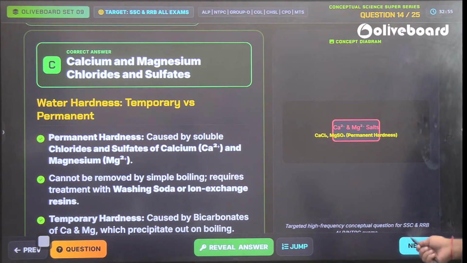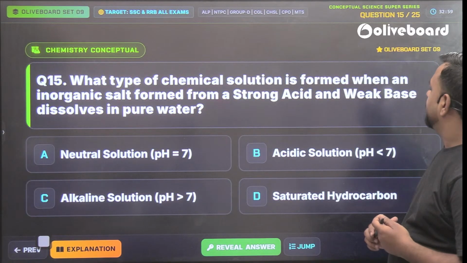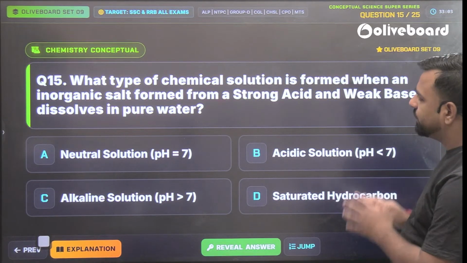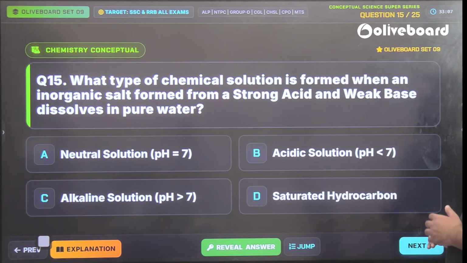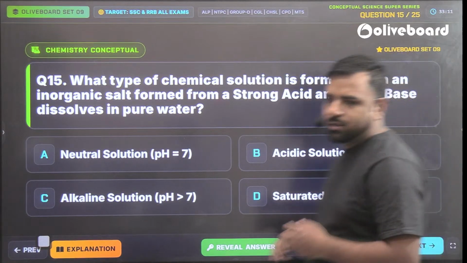Next. What type of chemical solution is formed when an inorganic salt formed from a strong acid and weak base dissolves in pure water? So is it neutral solution, acidic solution, alkaline solution or saturated hydrocarbon? You have four options.